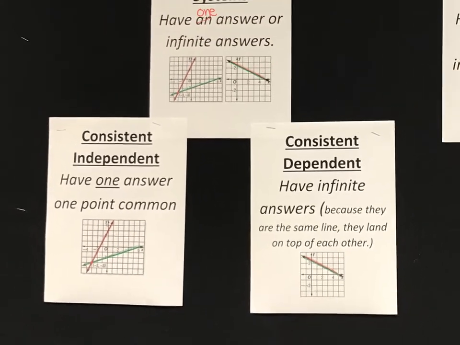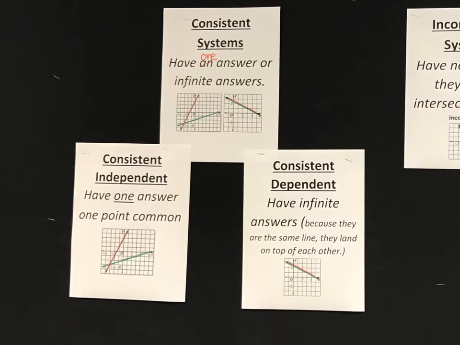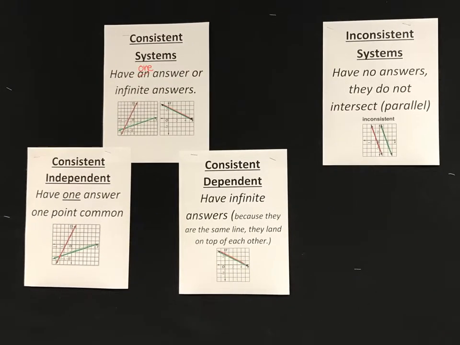So do me a favor right now in your notes. Let's write down, and you could even draw it exactly like this, on the same page. Put consistent systems, and then over here to the side, put inconsistent systems. And then write down their description. Consistent systems have one answer or infinite answers. Inconsistent systems have no answers. They do not cross. They're parallel. There's no solution. And go ahead and sketch an example of the inconsistent system.